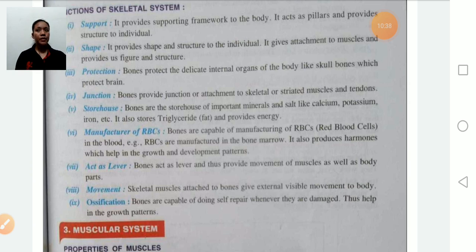Bones help in the manufacturing of red blood cells, and red blood cells help in growth and development of the human being.